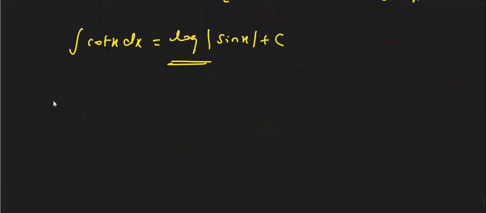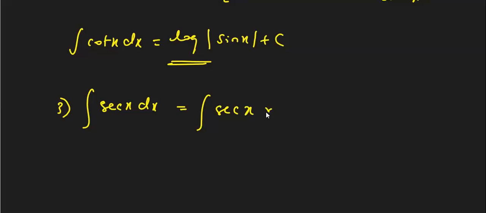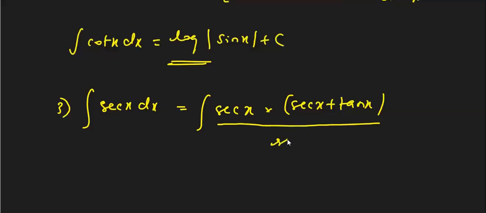Similarly, we can consider one more formula, integral secant x dx. Here the process is a little bit different. While integrating, first multiply and divide integral secant x by secant x plus tan x. So you are multiplying both numerator and denominator by secant x plus tan x, into dx as it is.